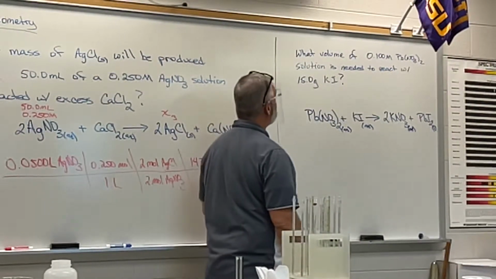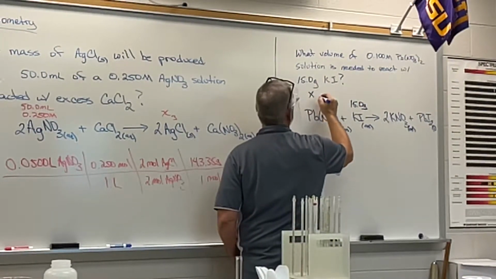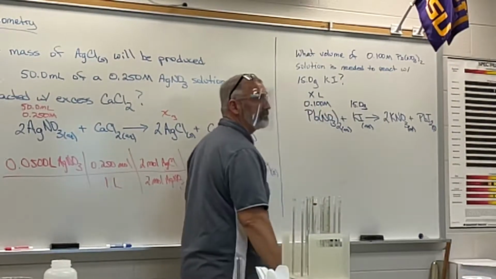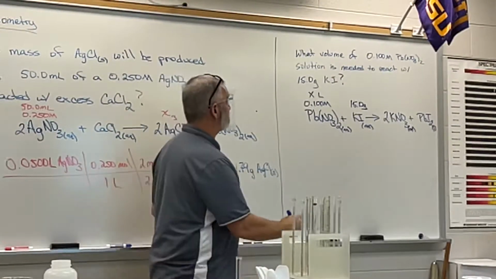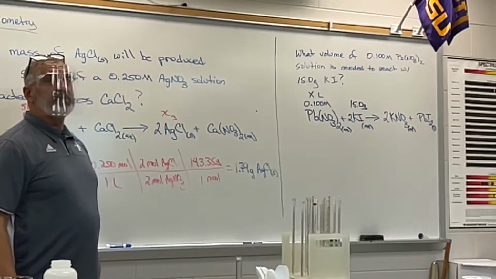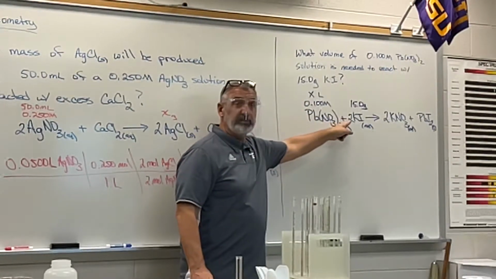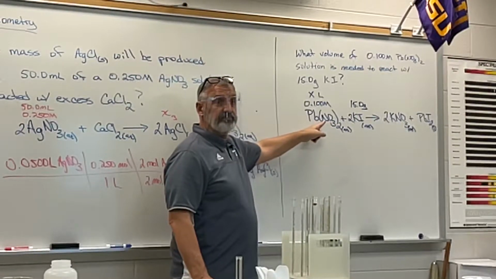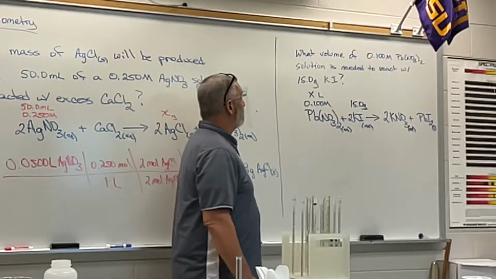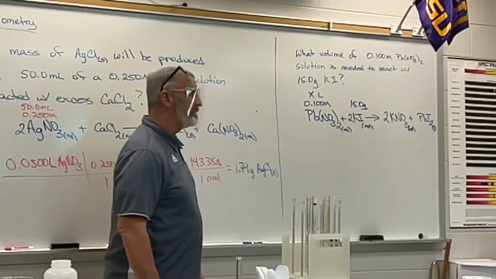So I'm given 15 grams of this. I'm asking for X volume, I'm going to say liters, of 0.1 molar. Oh, there's a 2 right here. Now, since the X is on this, that's my unknown. That's my given. So what do I start with?